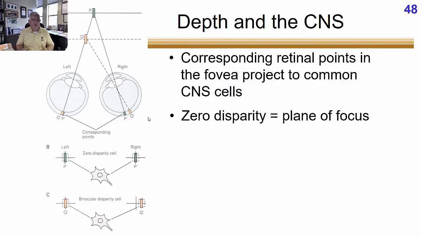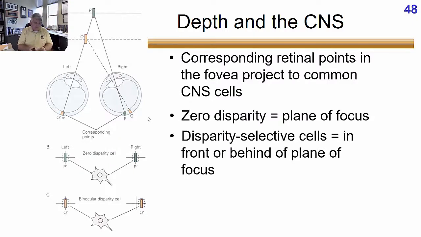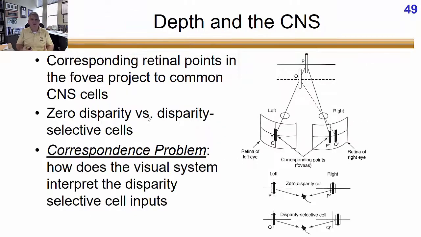So we would have to have connections from the corresponding sites projecting to the zero disparity cell and other connections from the P and the Q from each eye projecting to a binocular disparity cell. So you can see how this is really complicated, right? But it's part of understanding how we can resolve that correspondence problem by understanding depth perception.